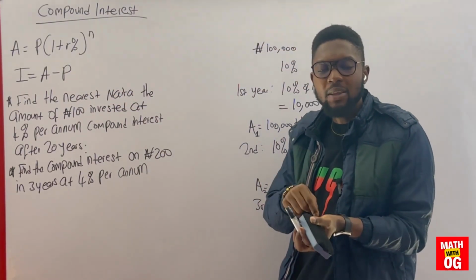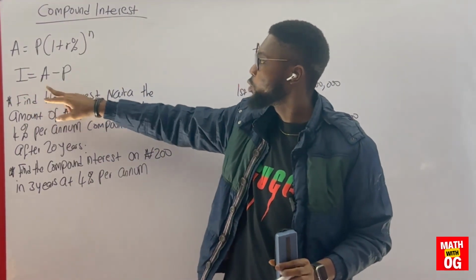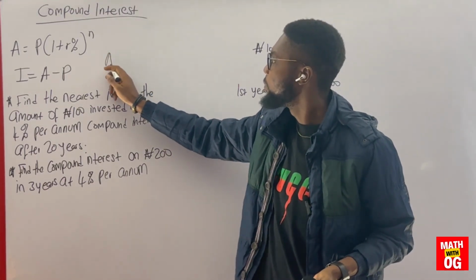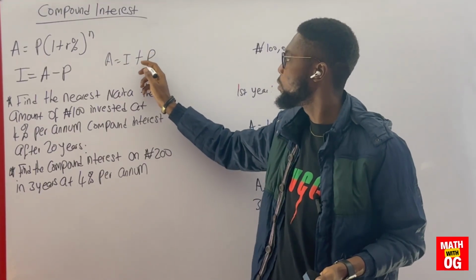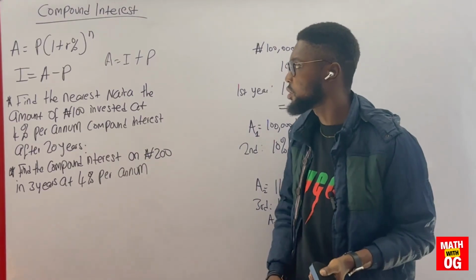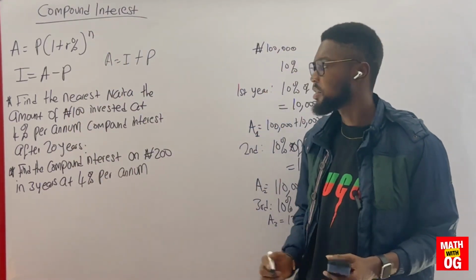But if you are asked to find the compound interest itself, you can now use compound interest is equal to amount minus principal. This is coming from the fact that amount is equal to interest plus principal, which we have all done before. So if amount is interest plus principal, it means interest is amount minus principal. So you get amount, then you get your interest, as easy as that.